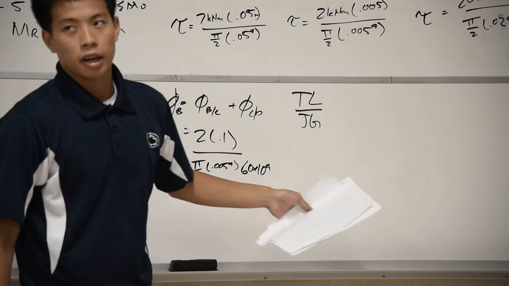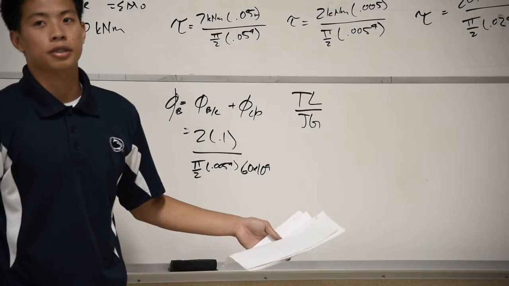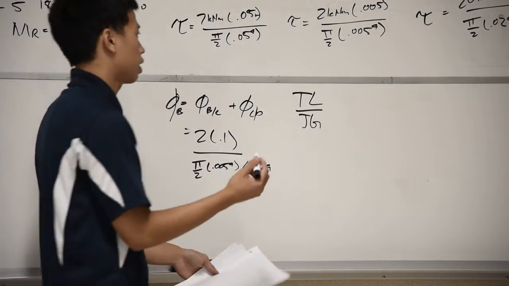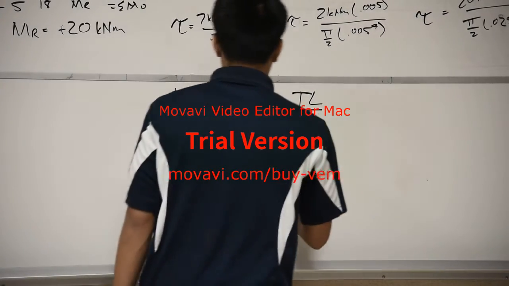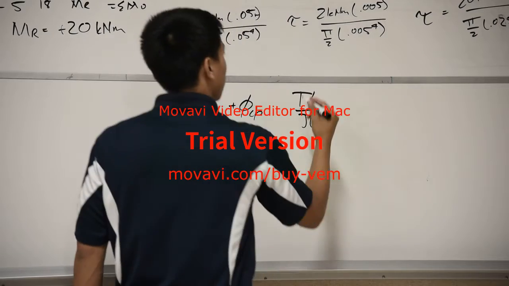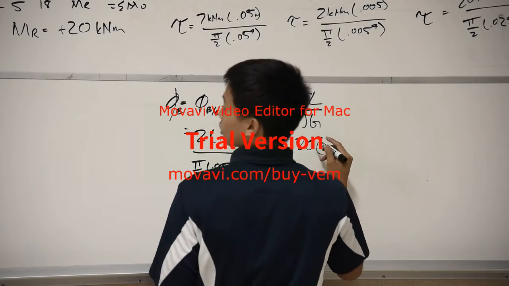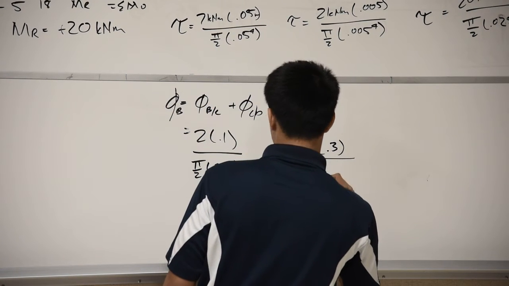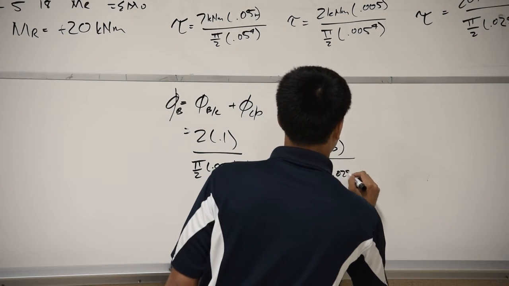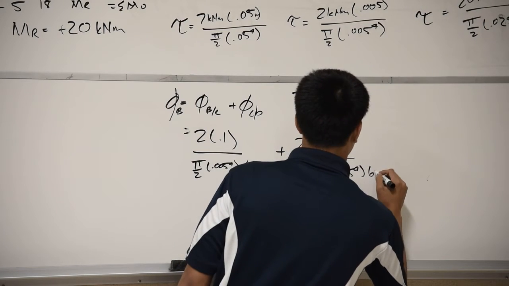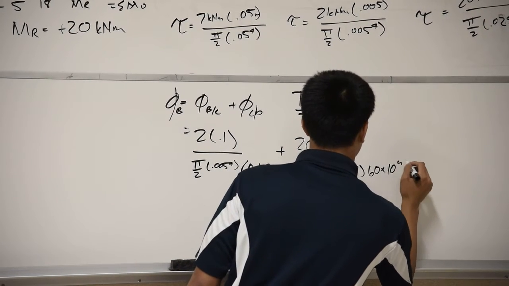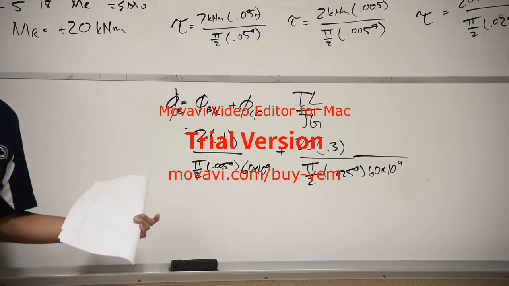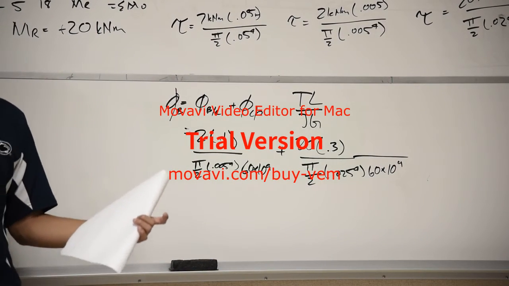Okay? Remember, giga is 10 to the 9th, mega is 10 to the 6th, kilo is 10 to the 3rd. That should be all you need to know. Plus 20 times length, 0.3, 5 over 2, 4, 60 times 10 to the 9th. Remember, it's in radians. We will take the answer in both radians and degrees.